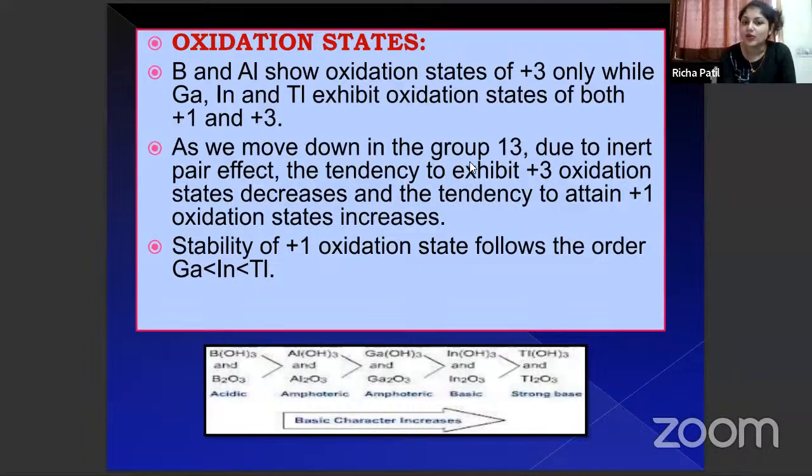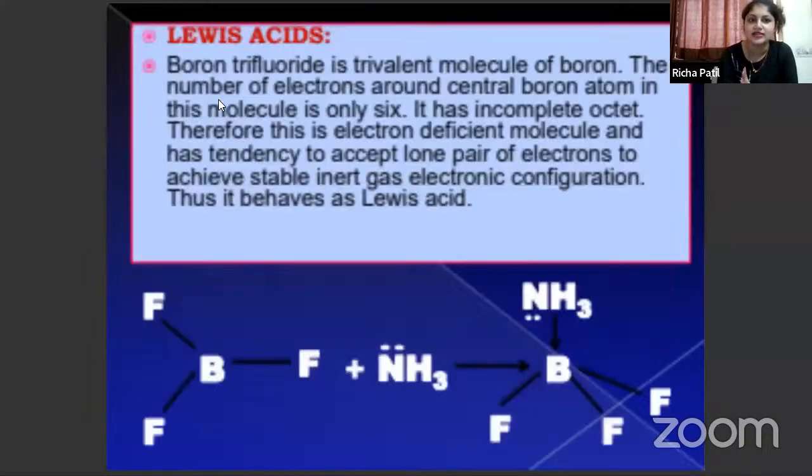As we go down group 13, due to the inert pair effect, the tendency to exhibit the +3 oxidation state decreases and the tendency to attain the +1 oxidation state increases. So remember, boron and aluminium show only +3, while gallium, indium, and thallium show +1 and +3. This much you have to remember in oxidation states.